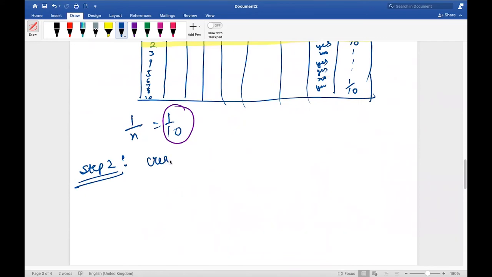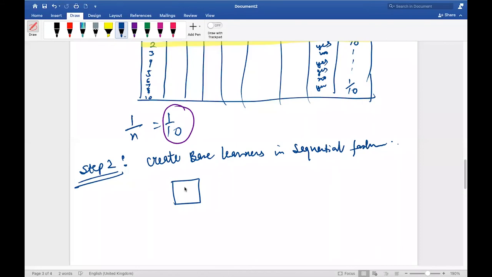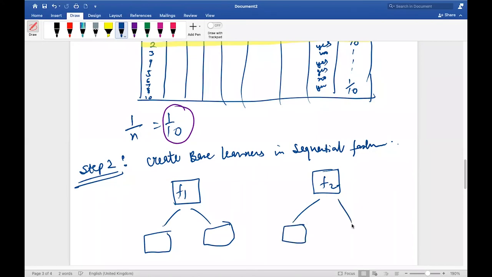Now the second step is going to be to create base learners in a sequential fashion, right? So I'm just devising a concept here. Let's say this is how the split happens. I'm just naming it. This is how the split happens.